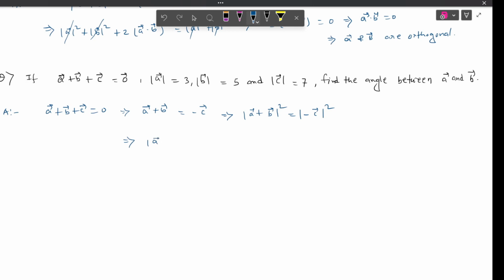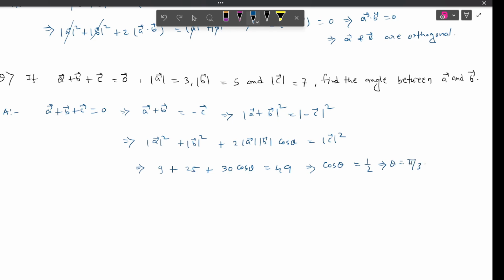it would be mod of A square plus mod of B square plus twice mod A mod B cos theta. That is modulus of C square. Mod of A is given 3, so it will be 9. Mod of B is 5, so it will be 25. And 3 into 5, 15, 15 into 2 is 30 cos theta. That should be C is 7, so 49. So from this, you will get cos theta is half. This implies theta is pi by 3.